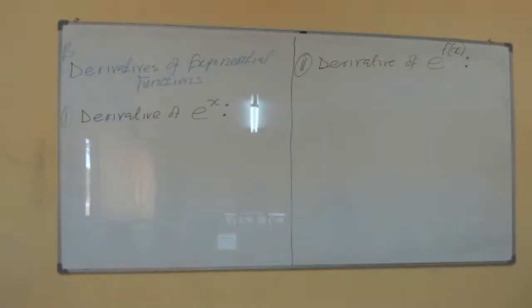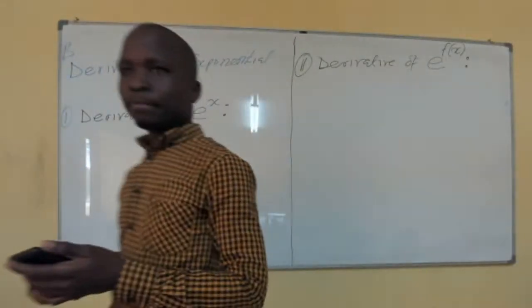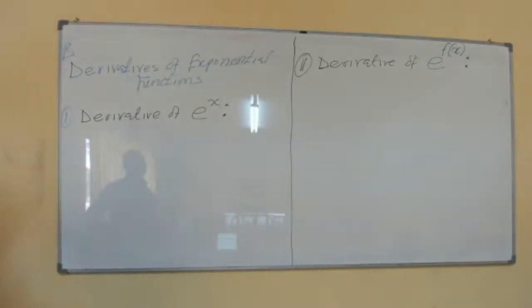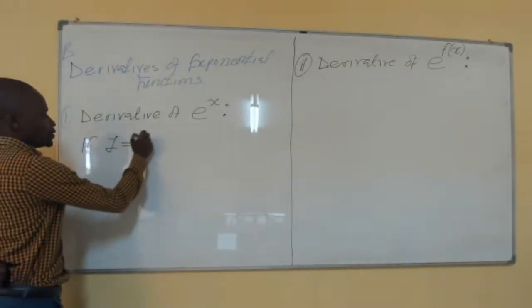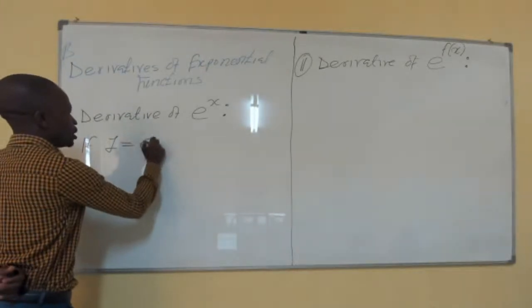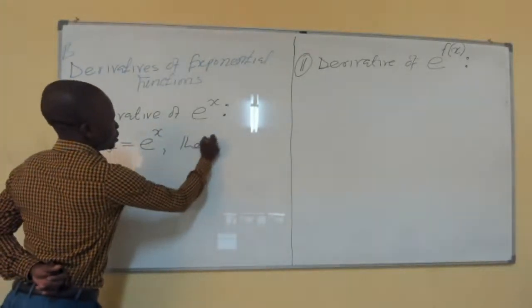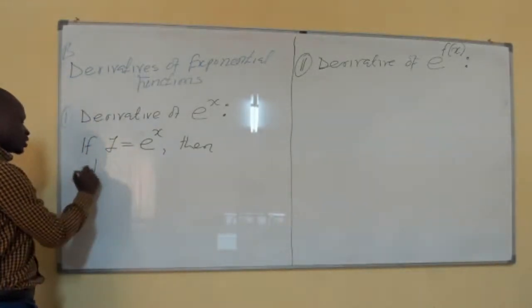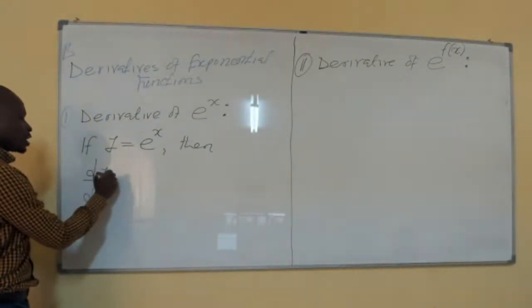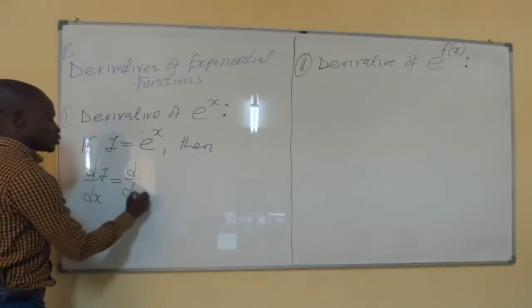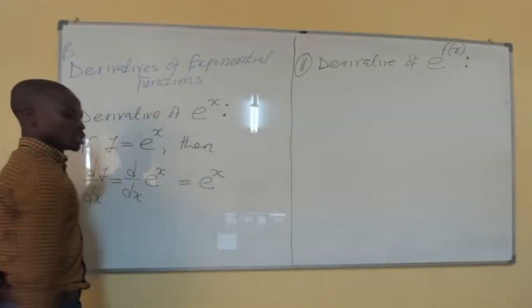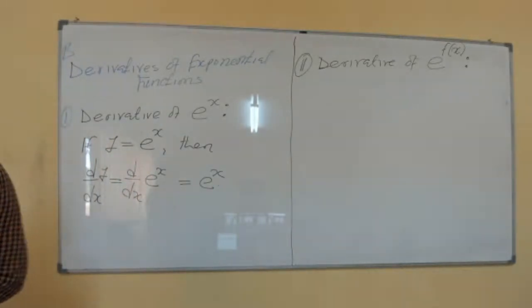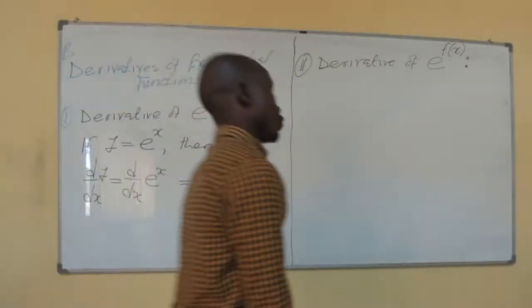Okay, so now let's look at this scenario. So if y is equal to e to the power x, then the derivative with respect to x of y, which is the derivative with respect to x of e to the power x, is equal to e to the power x. This is the only function whose derivative is the function itself. So this is the only unique function.